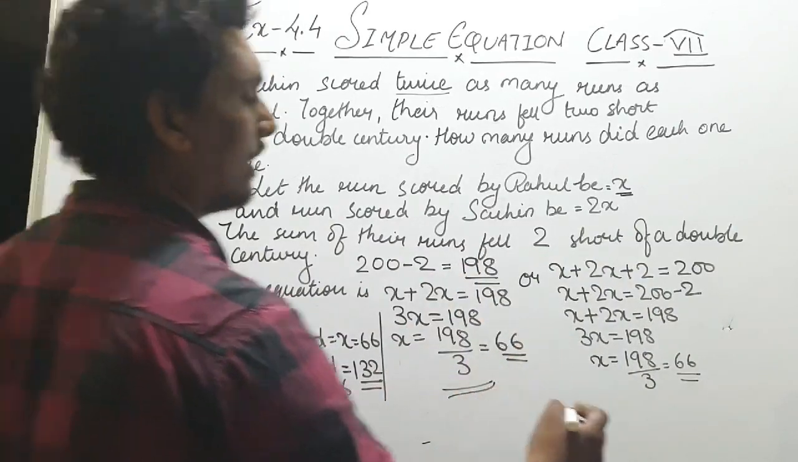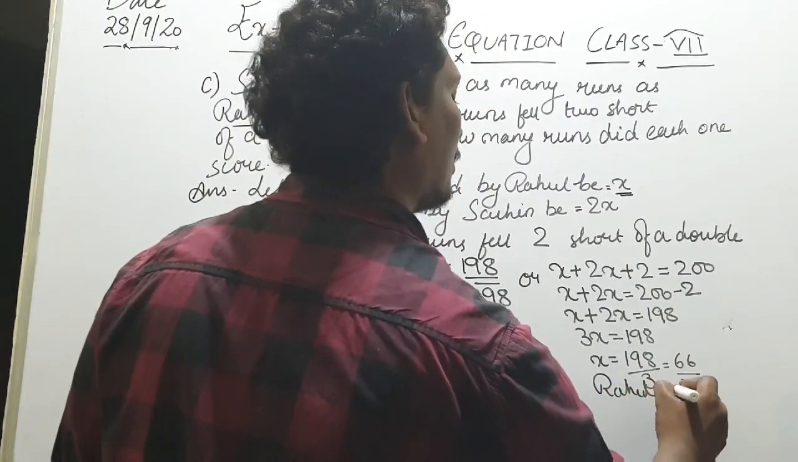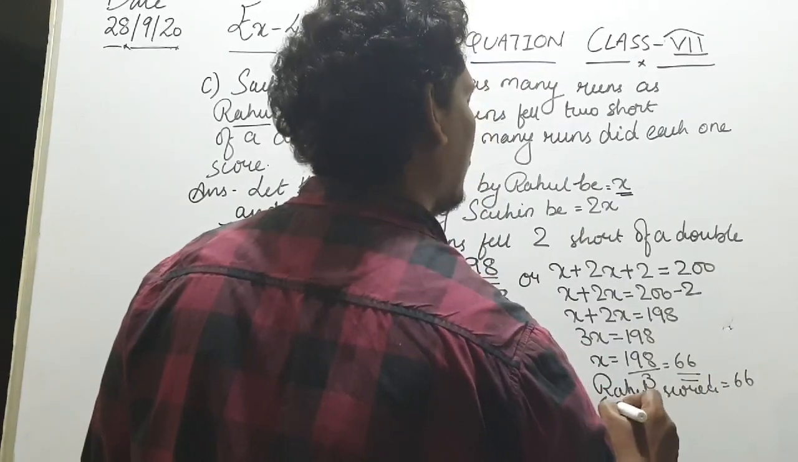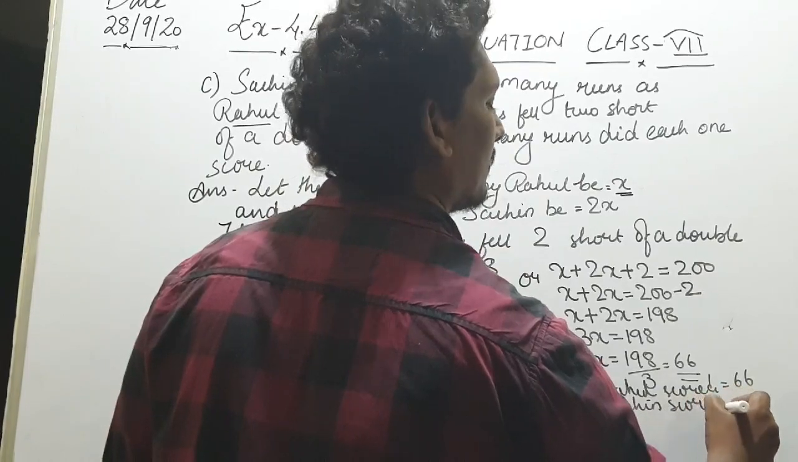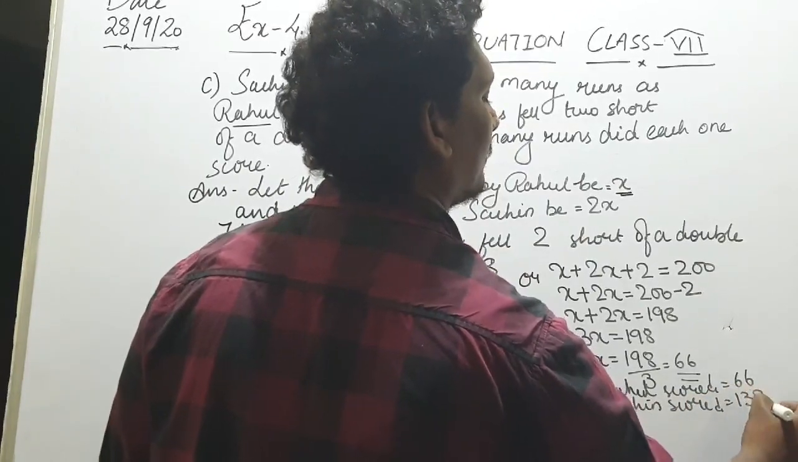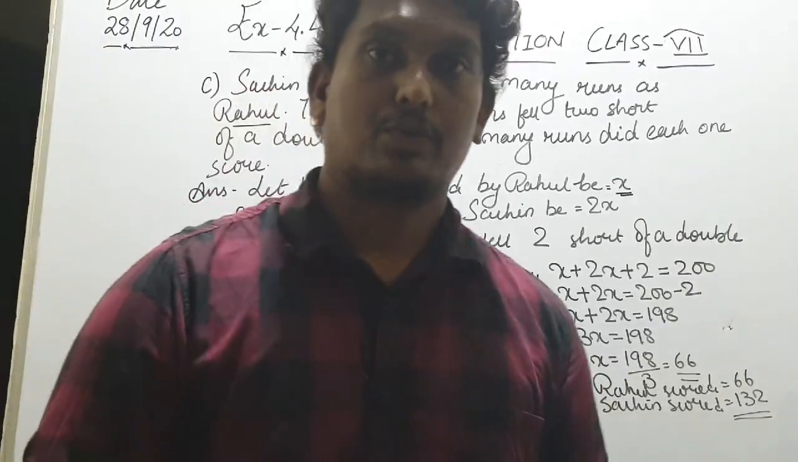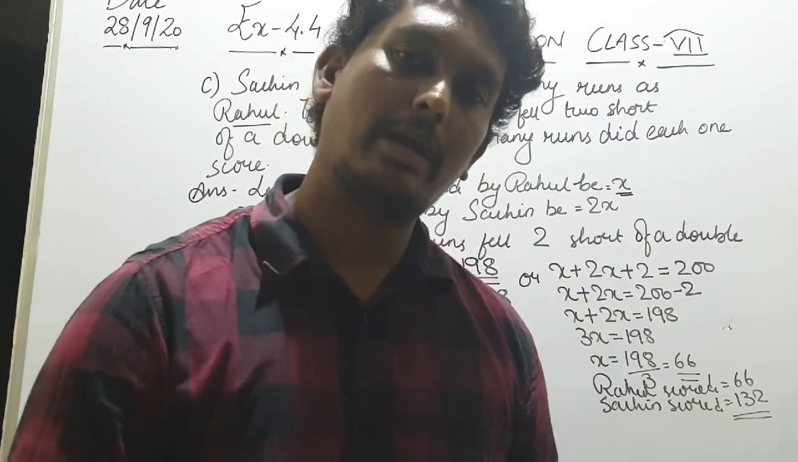Both are right. So here Rahul scored 66 and Sachin scored 132. Hope these questions are clear to you. Just practice this and just go through it.